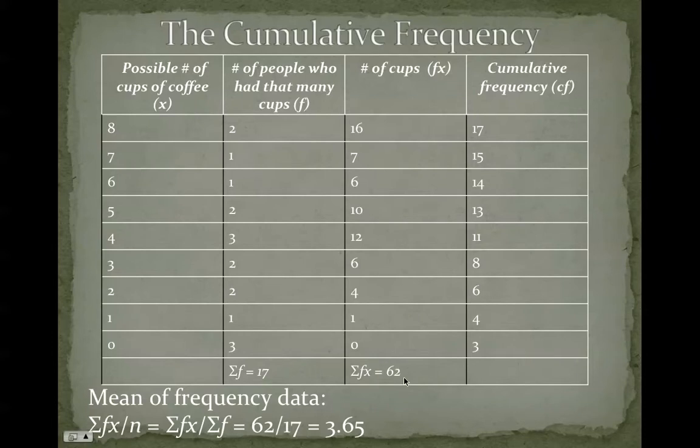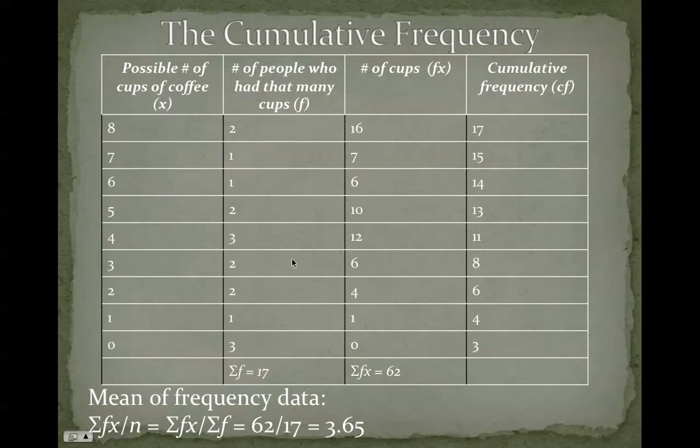So in order to calculate the mean, you are just taking the sum of Fx, or the total number of cups of coffee, 62, dividing it by the sum of F, or the sample size, which is 17. Sum of Fx divided by n, or the sum of Fx divided by the sigma f, is 62 divided by 17. And that gives you 3.65.